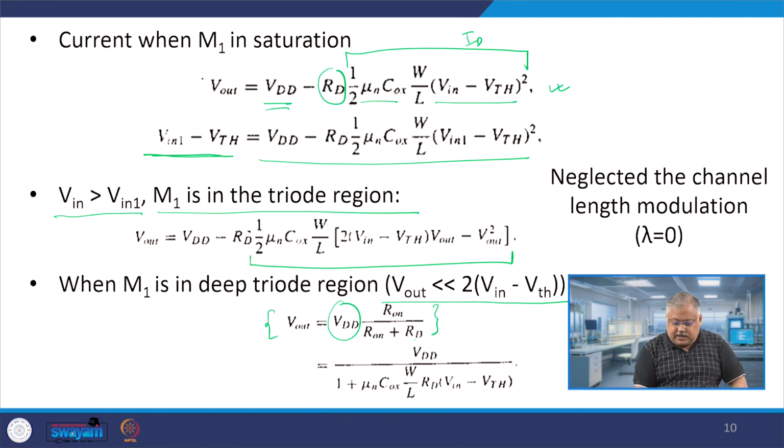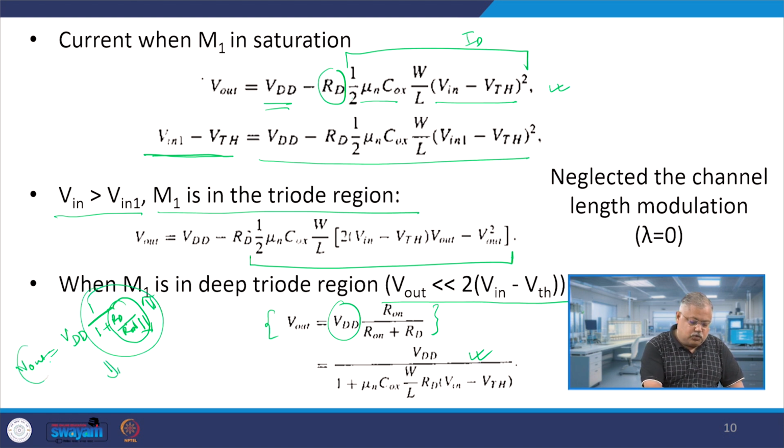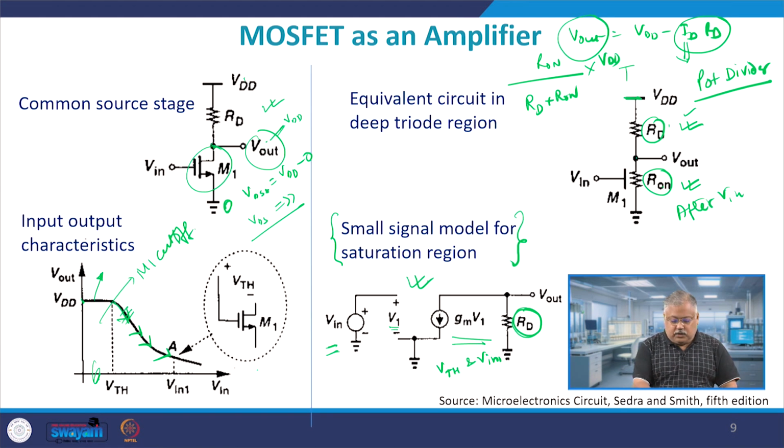Now, let us look at this expression here. I will explain this later on. If you divide by R on on the right hand side, I get VDD upon 1 plus RD by R on, which is an interesting idea. If my R on goes on reducing because I am entering deep triode, this quantity goes on increasing, which means that V out goes on decreasing. And that is what you are seeing in the previous diagram here.